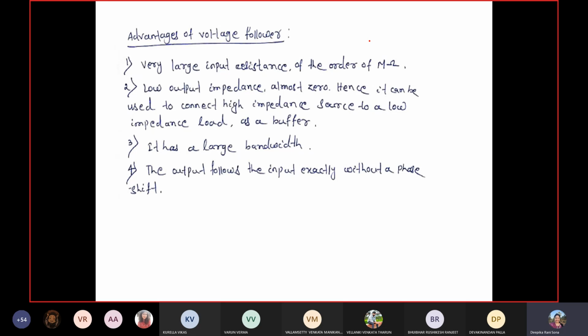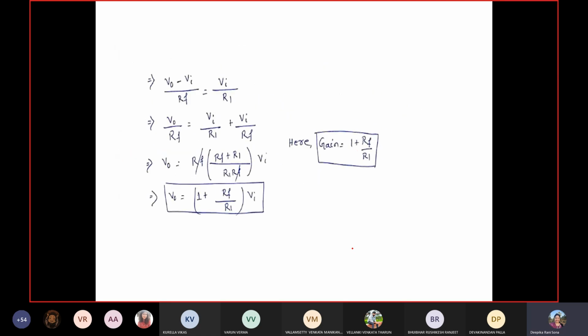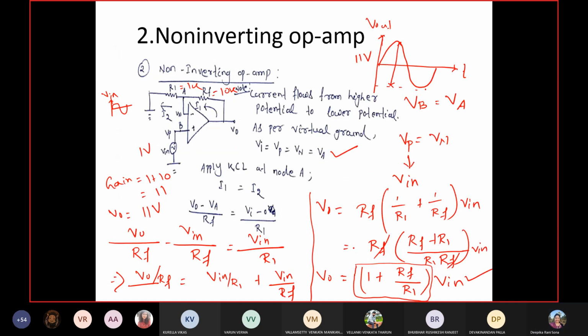That's how we can store the data for some instance of time here, and that's why it is called a buffer amplifier. And here also the output follows the input without any phase shift. So these are the three different configurations of the operational amplifier. Guys, you got all these three configurations? Yes, ma'am.